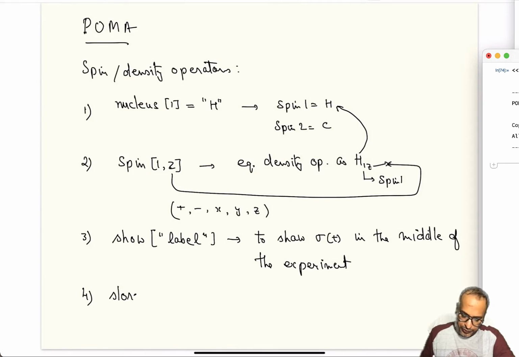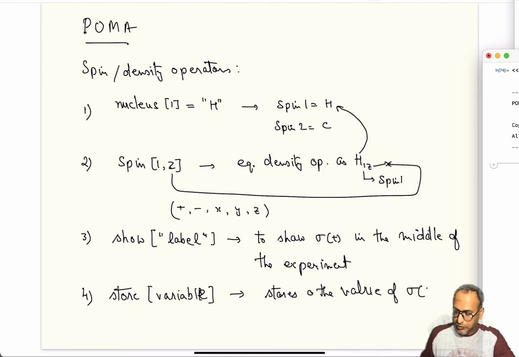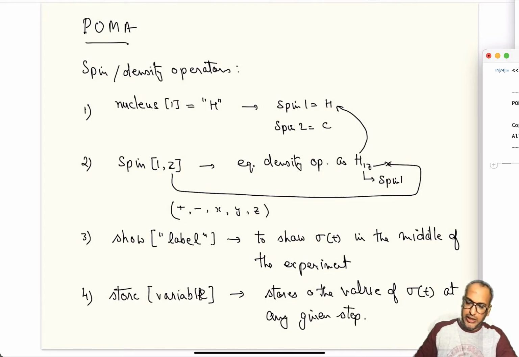But if you want to store that value, then there is a command called store, and you can define it in any way. So for example, if I give variable, then it will store the value of the density operator at that particular step in the variable parameter. Okay, so it stores the value. Okay, so that is one.